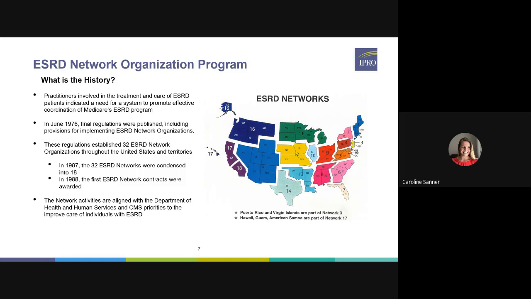There were 32 ESRD networks established to manage different geographical areas within the United States and its territories. Since the implementation, the number of networks has decreased from 32 to 18. These 18 locations are highlighted on the map.